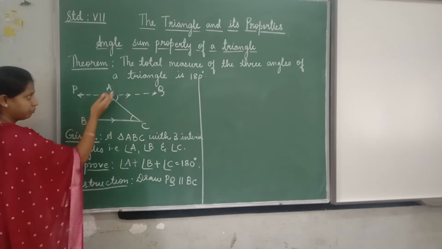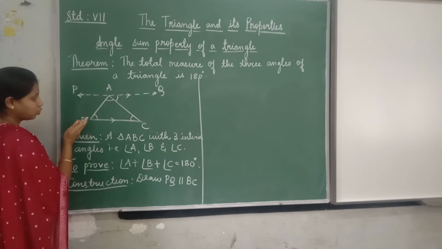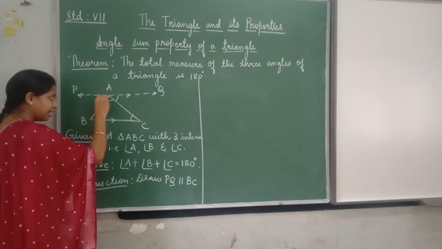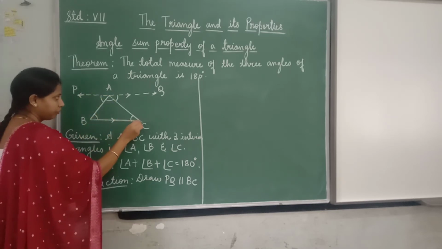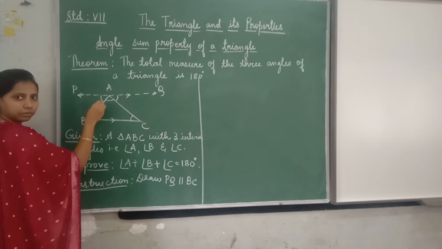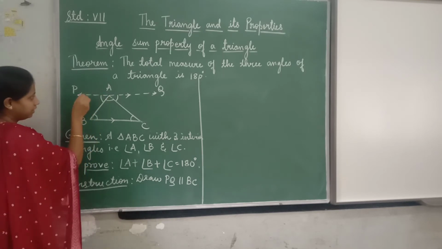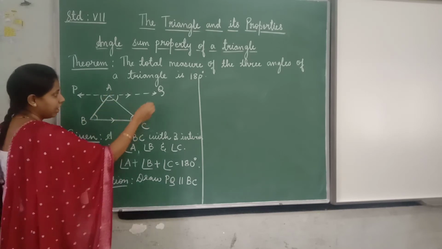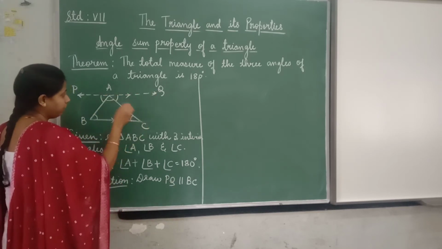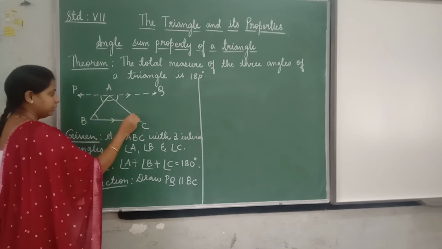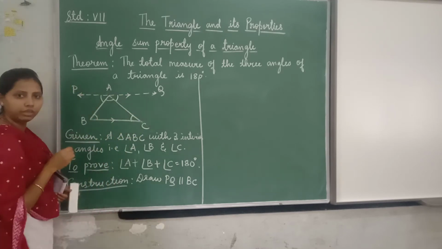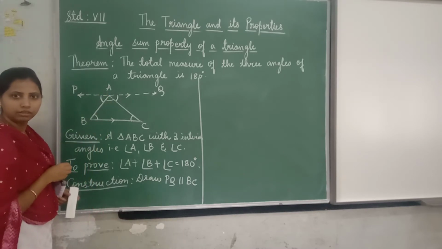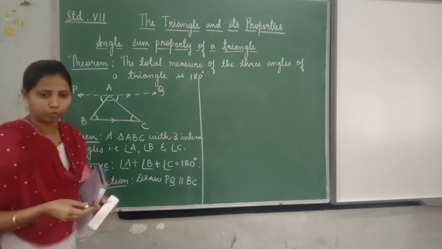Similarly on this side, these two lines are parallel, so AB acts as a transversal. With AB as a transversal, again you can see a Z shape, and these two angles will be equal. That is, PAB will be equal to ABC, and QAC will be equal to ACB. These two angles are equal because they are alternate angles. So we use this to prove the theorem.